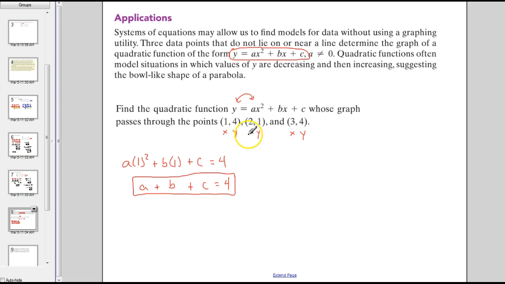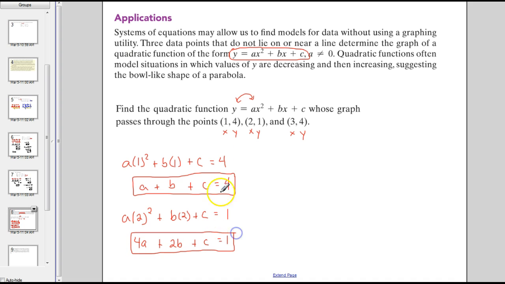Alright, and then plug in this point in there. So a times 2 squared. So 2 is going in for the x, and then that equals the y value, which is 1. And then if I simplify this, I get 2 squared is 4, so I'm going to write that as 4a plus b times 2, I'm just going to write that as 2b, plus c equals 1. So there's my second equation.